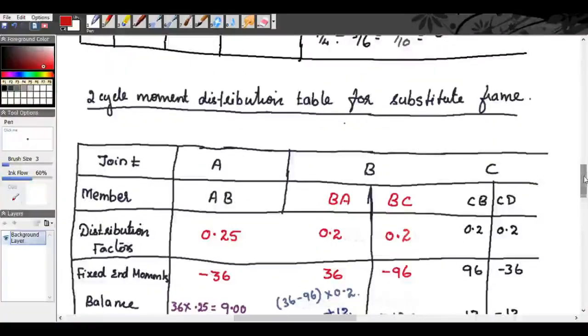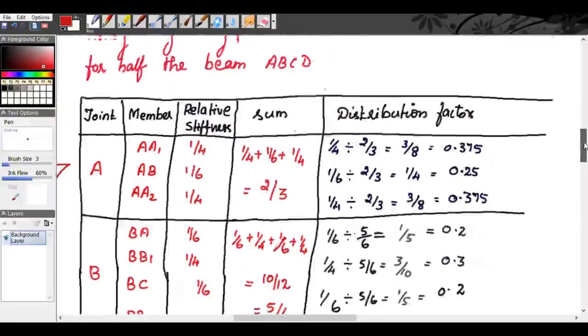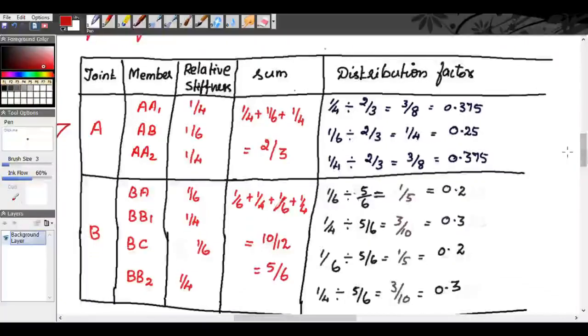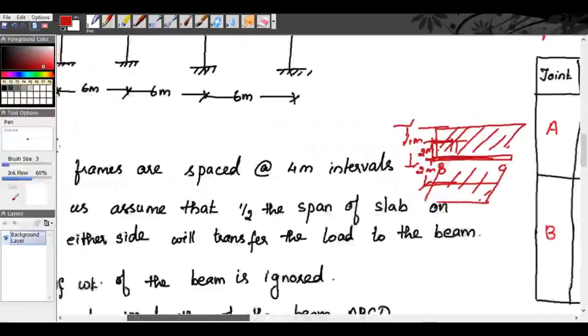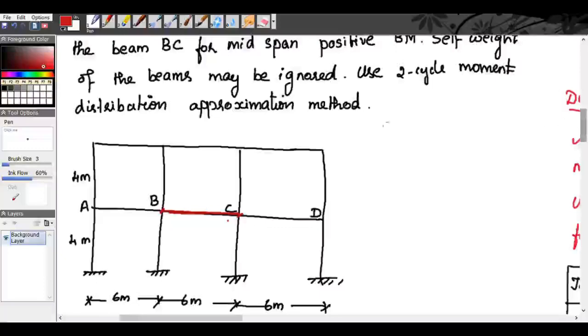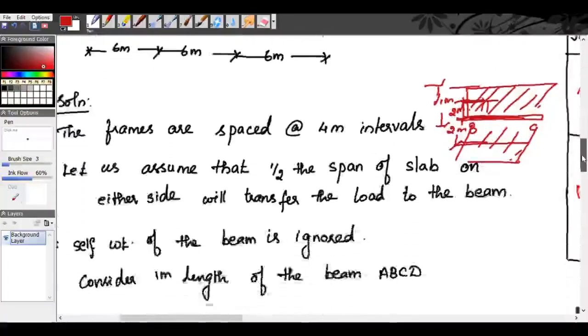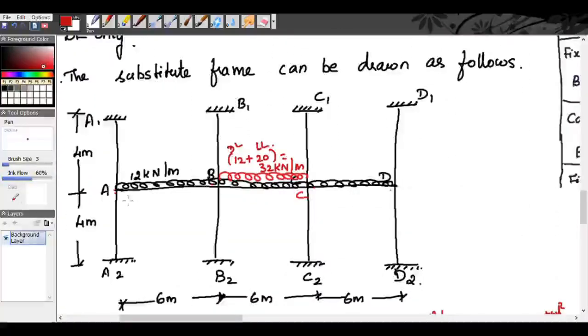So first step, we've calculated the fixed end moments. Second step is calculating the distribution factor. We have two joints A and B. At joint A we have three members, that is A1, which will be clearly indicated in the next diagram. So at joint A we have three members A1, AB and AA2. Similarly, at B we have four members BB1, BA, BC and BB2.